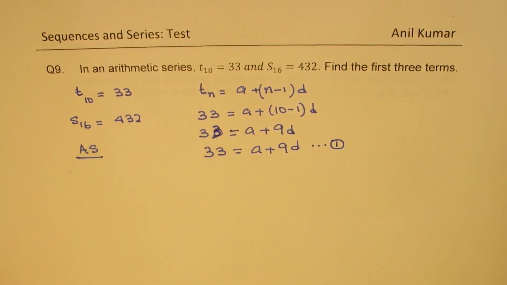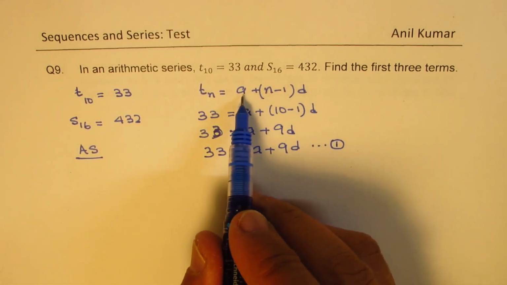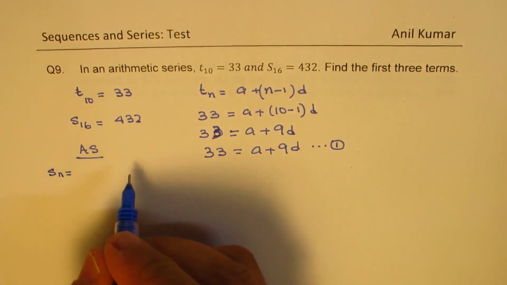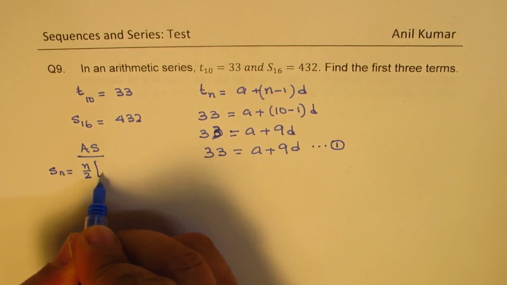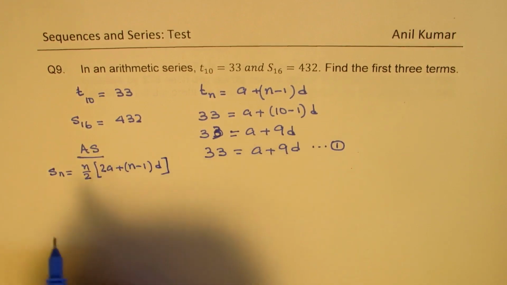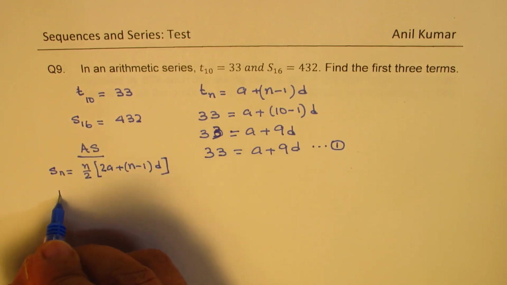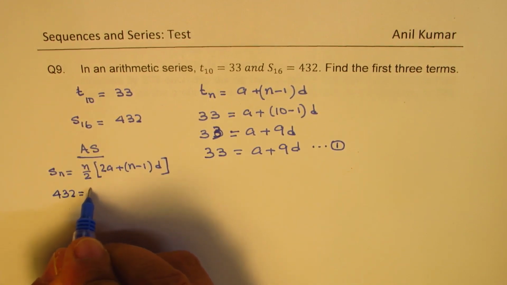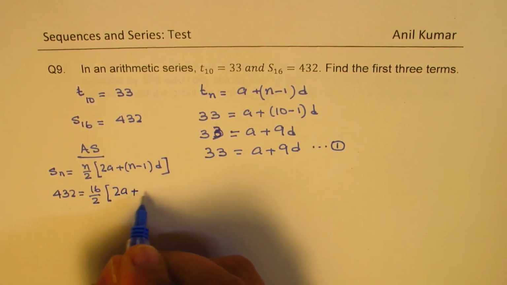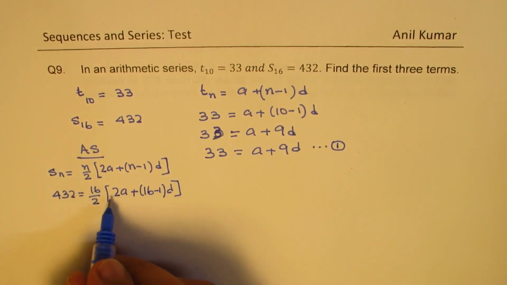Second, we'll get an equation from the sum. For the sum of 16 terms, in terms of a and n, the formula is S of n equals n by 2 times 2a plus n minus 1 times d. Here, S16 means there are 16 terms and it is 432. So 432 equals 16 divided by 2, replacing n with 16, right? Times 2a plus 16 minus 1 times d. We can simplify this.